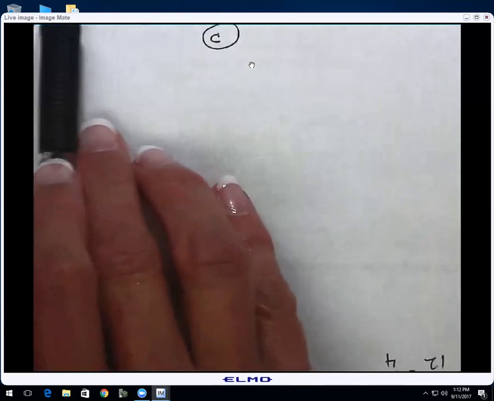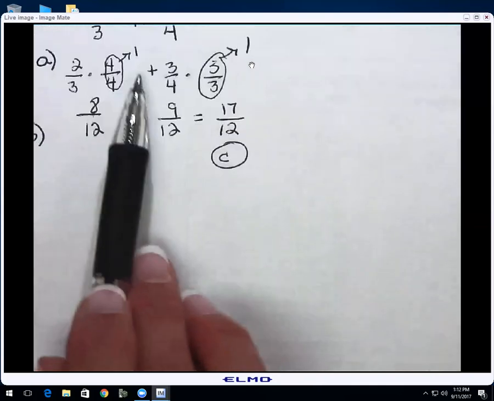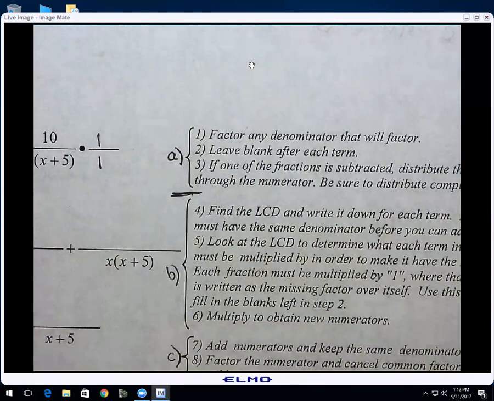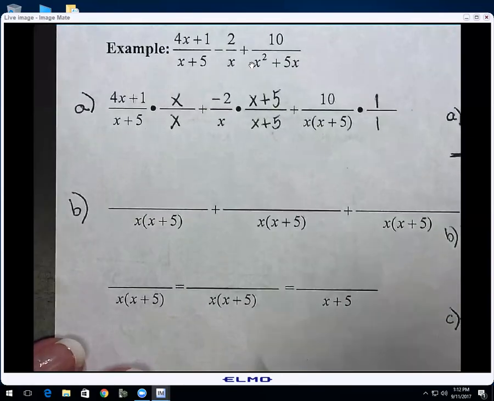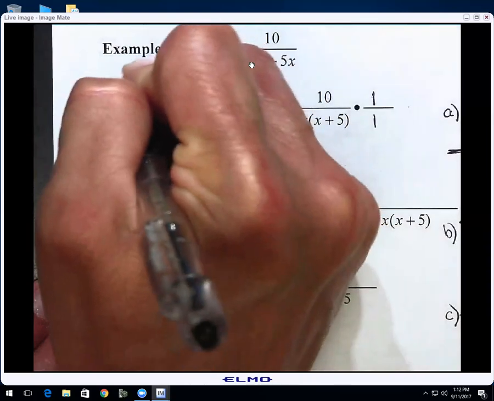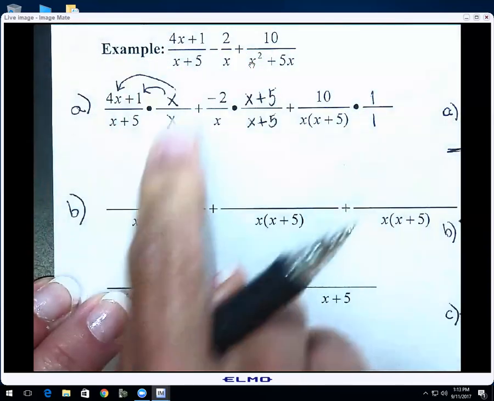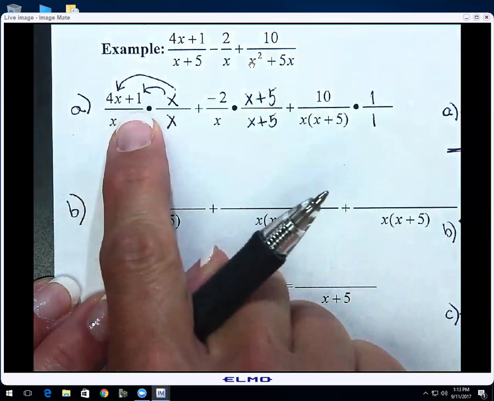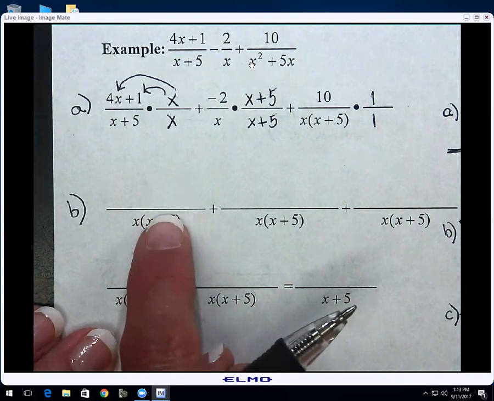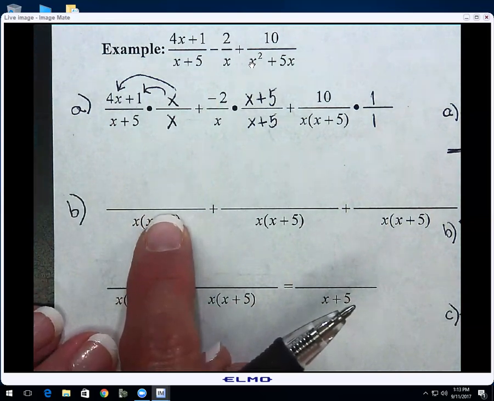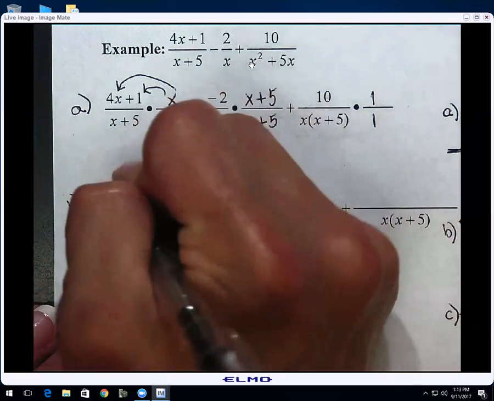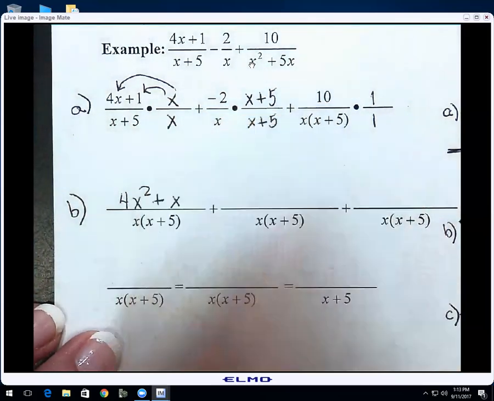In basic math, we had to say 2 times 4 is 8, and 3 times 3 is 9. That's the step we're on in algebra. Be careful when you're distributing. You've got to multiply that x by both terms. When you multiply a monomial times a binomial, make sure you distribute it completely. What will this first new numerator become? 5x plus 1x. What's 4x times x? 4x squared plus 1x. 4x squared plus x.